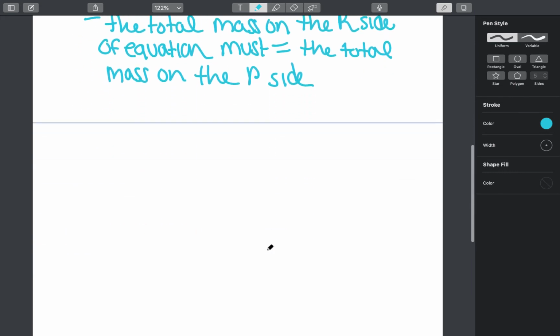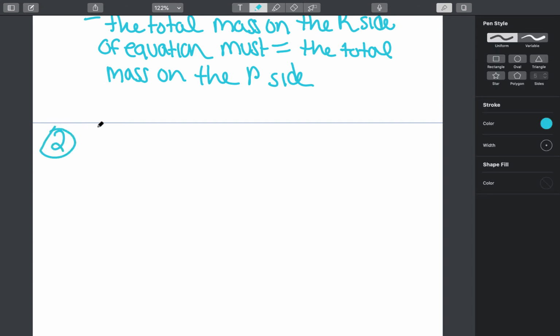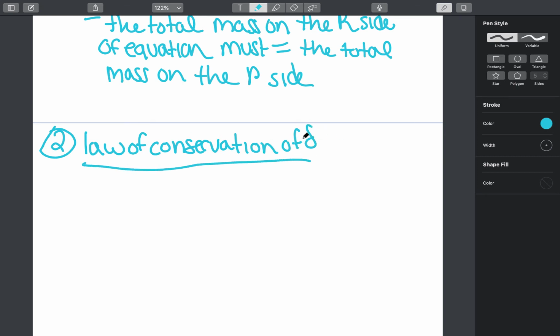The second law will be primarily dealt with in Gen Chem 2 when we get into something called redox reactions and electrochemistry. So this law is called the law of conservation of charge. So this means charge. And we're not going to really get into this in this video. This is going to be something that we tackle in Gen Chem 2.